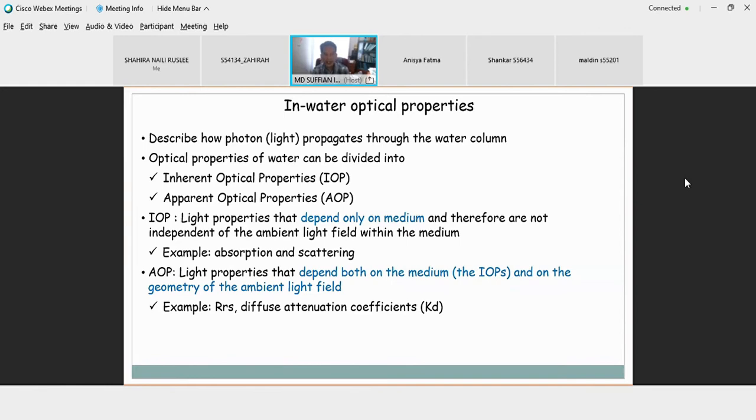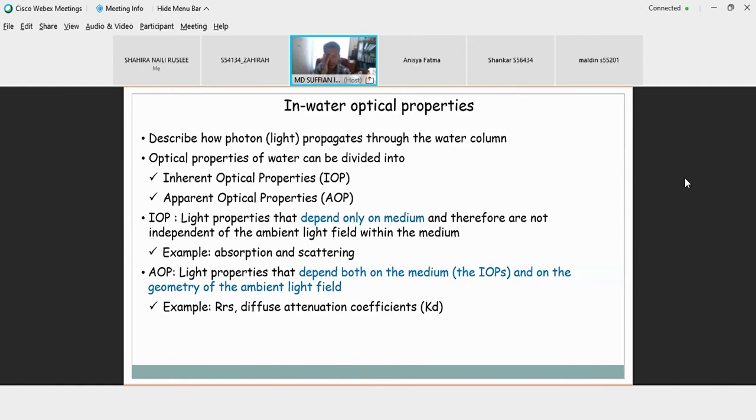AOP, light properties that depend on both the medium or particle types, and the geometry of the ambient light field. Bermaksud bahawa dia bergantung kepada jenis partikel, dari segi concentration, shape and so on. Dia juga bergantung kepada the geometry of light field. Dia punya solar angle, pagi, petang, dan sebagainya. That one is an AOP. Example of AOP is Rrs, remote sensing reflectance, the ratio between upwelling and downwelling irradiance.